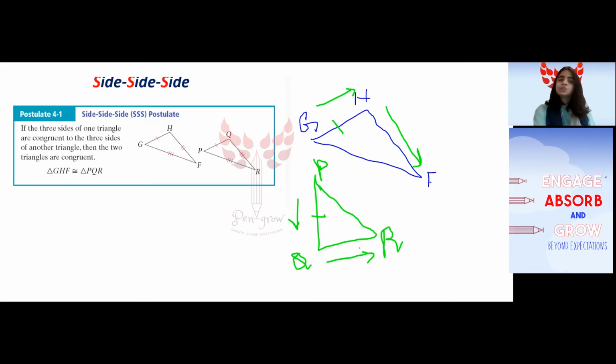For example, if PQ is equal to GH, but HF is equal to PR and QR is equal to GF, then it wouldn't have been congruent because the corresponding sides are not equal. We're not moving in the same direction. So it's very important to see that if after GH the next side is HF, then the corresponding side should be QR here. It cannot be PR. So that is something very, very important to note.